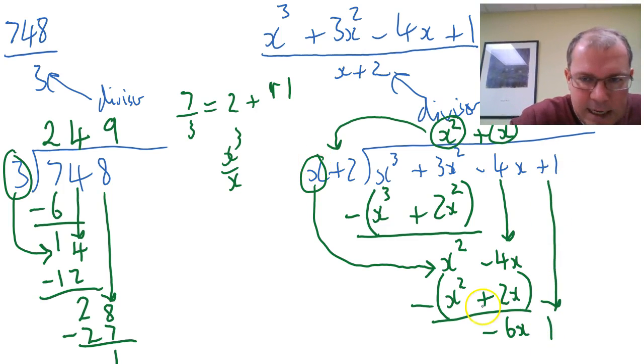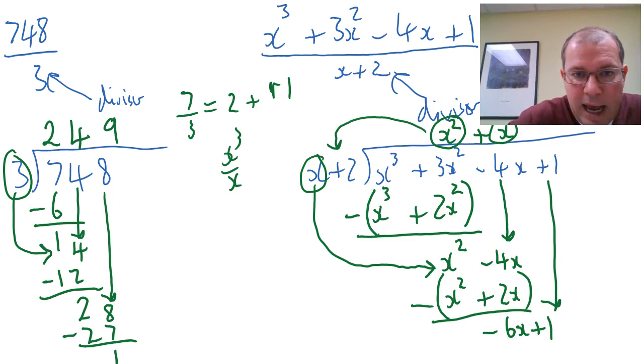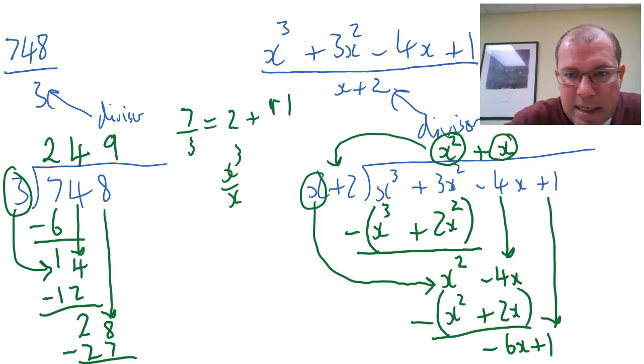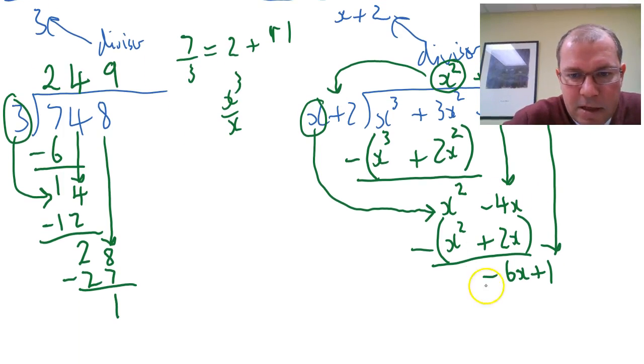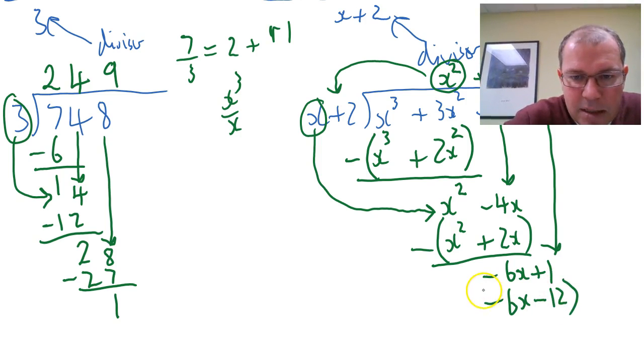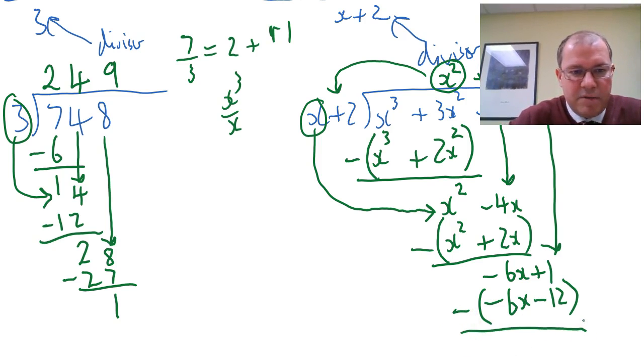X into minus 6x, I should put a plus 1 there, apologies. x into minus 6x is minus 6. Let's multiply minus 6 by x plus 2 to find the remainder. So minus 6x minus 12. Put it in a bracket. Put a negative, because we're going to subtract to find the remainder, just like we did 28 minus 27.